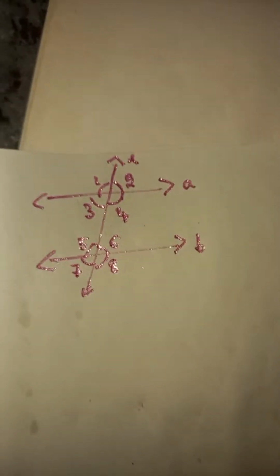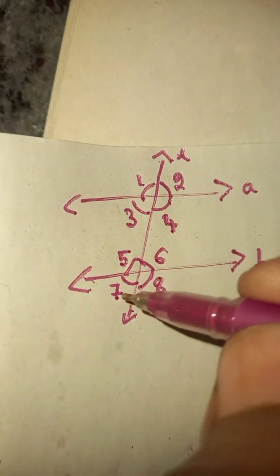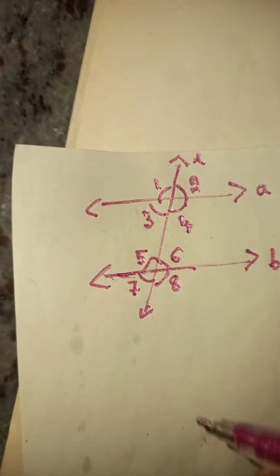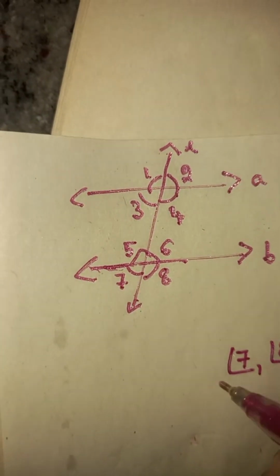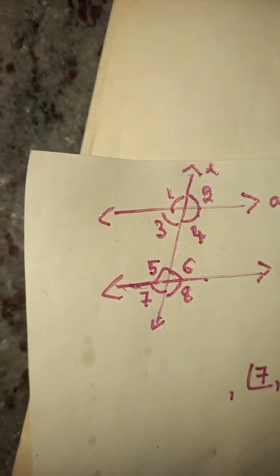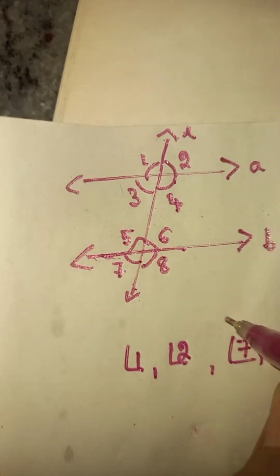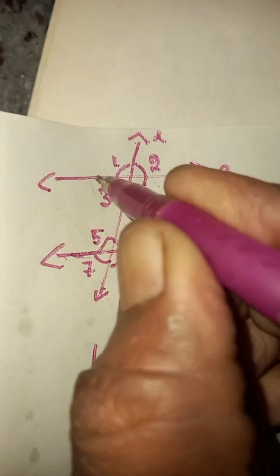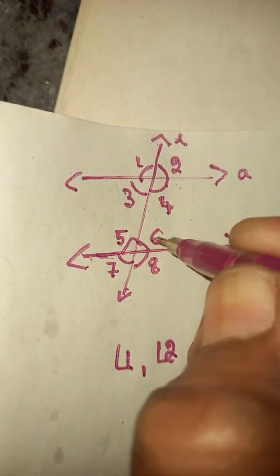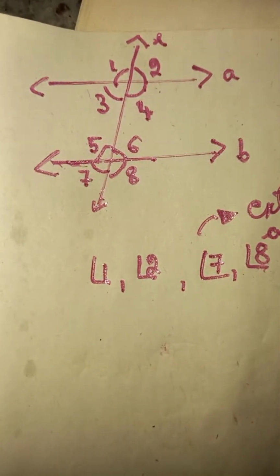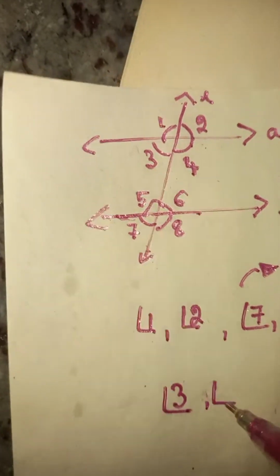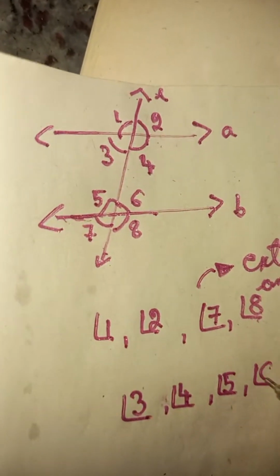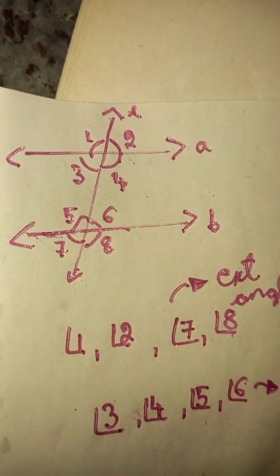Of these 8 angles, these 4 angles are known as exterior angles: 1, 2, 7, and 8. You take this line. Below this line are angle 7 and angle 8, and above this line are angle 1 and angle 2. So these 4 angles are known as exterior angles. These 4 angles between the two parallel lines, 3, 4, 5, 6, are known as interior angles. These 4 angles, angle 3, angle 4, angle 5, angle 6, are known as interior angles.